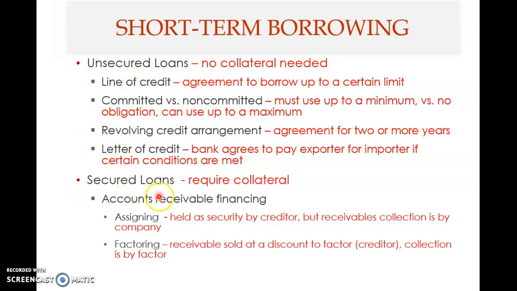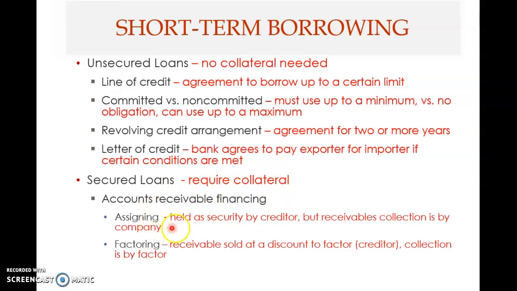And then secured loans, meaning there must be a collateral, an asset that backs the loan. If the loan is not repaid by the borrower, then this collateral, or the pledged asset, will be seized by the lender to recover the payment. There are various types of collateral. The first one is accounts receivable financing, which means accounts receivable become the collateral for the loan.